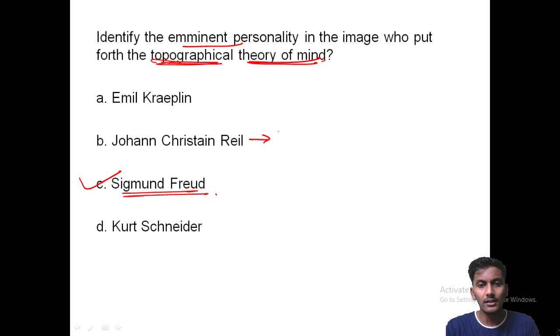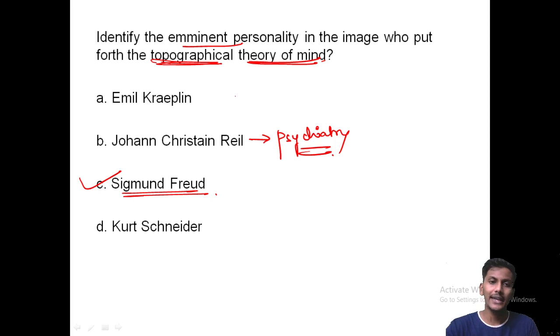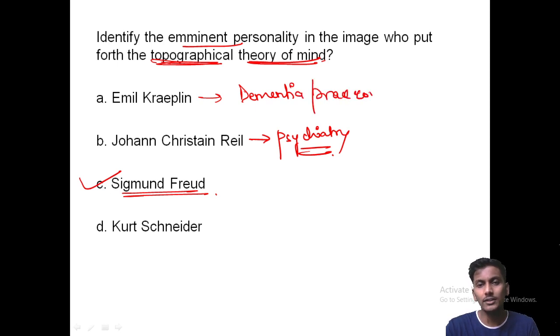Johann Christian Reil coined the term psychiatry. Emil Kraepelin coined the term dementia praecox, which was the earlier term used for schizophrenia.